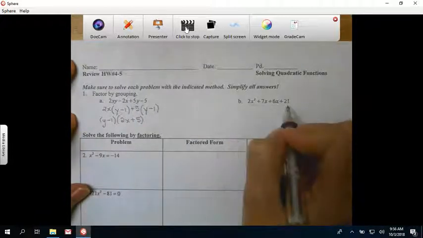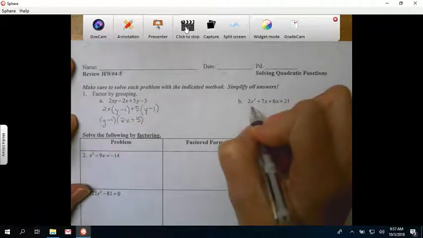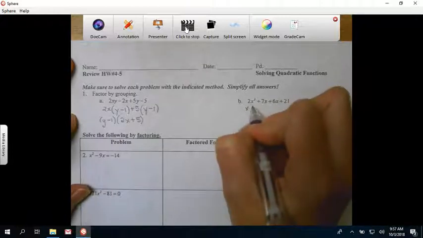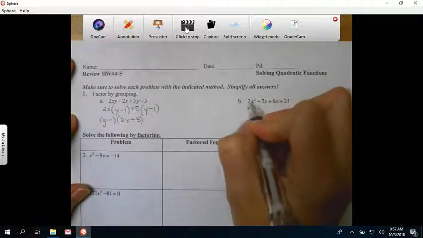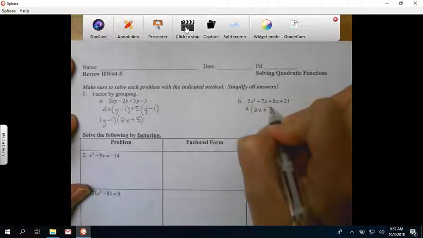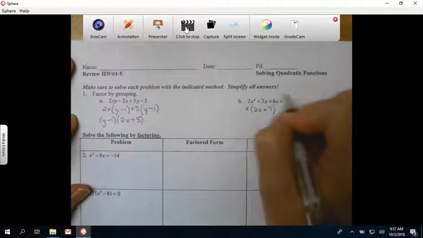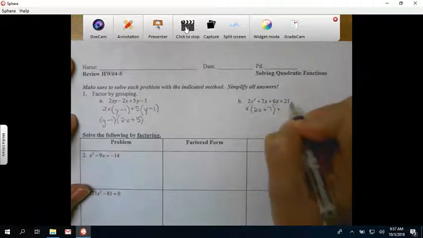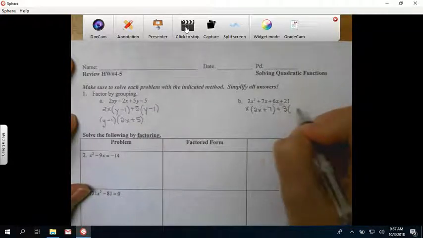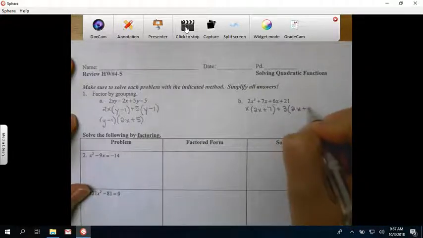Right here, I can do the same thing. I'm actually going to take an x out of these first 2. So if I take an x out of a 2x squared, I still have a 2x. If I take an x out of a 7x, I have a 7. I'm going to group my second 2 together, and what do 6x and 21 have in common? Well, 6 and 21 are both divisible by 3, so I'm going to go ahead and bring a 3 out. If I take a 3 out of a 6x, I'm left with a 2x, and if I take a 3 out of 21, I'm left with 7.